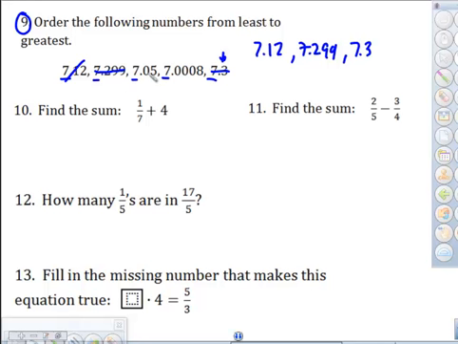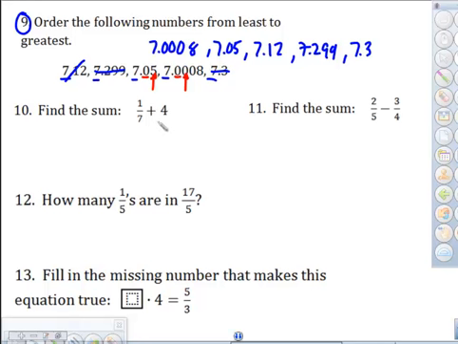So that one's out. And now I have to look between these two. So they both have a 0 starting off, but then the next number is a 5. See, this one's a 5, this one is a 0. So that means that this number is bigger than that number. So I'll put that one in. That's 7.05. So the least out of all of these is this guy right here. 7.0008. So that's from least to greatest, smallest to the biggest number. That's how you do number 9.